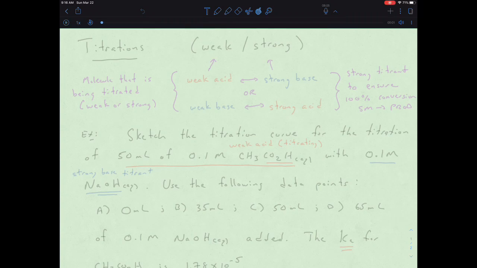Hello, chemistry gang. In this lecture, we are looking at titrations.